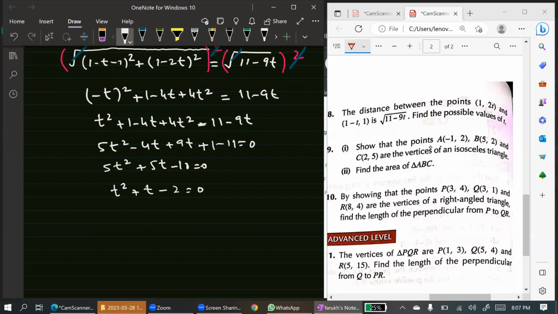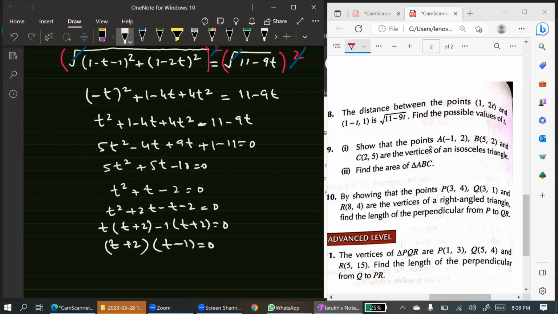We will break the middle term. It will become t square plus 2t minus t minus 2 is equal to 0. So t plus 2 into t minus 1 is equal to 0. T plus 2 is 0 and t minus 1 is 0, so t is equal to minus 2 and 1. These are the answers to this question.